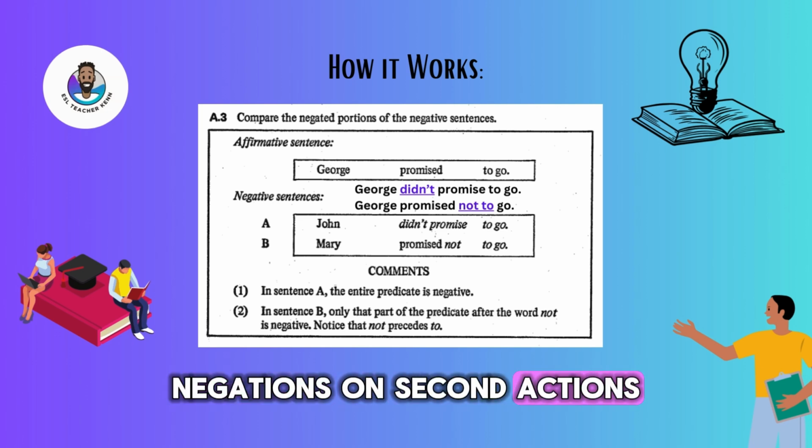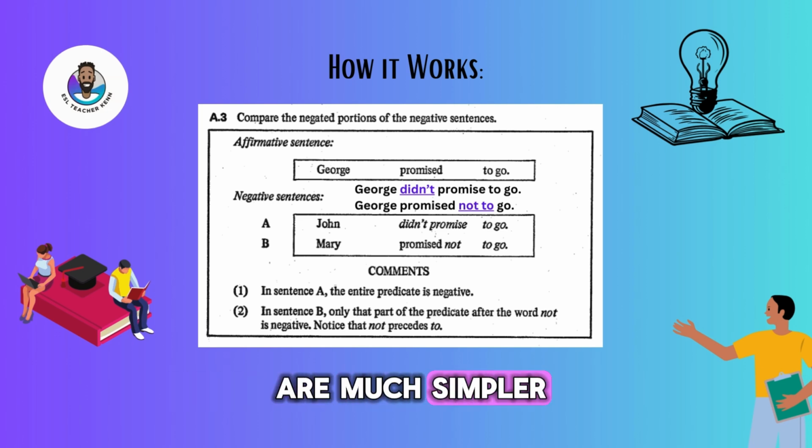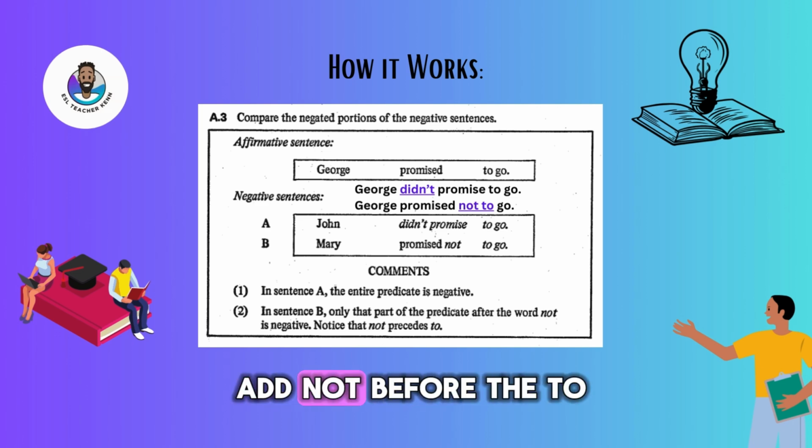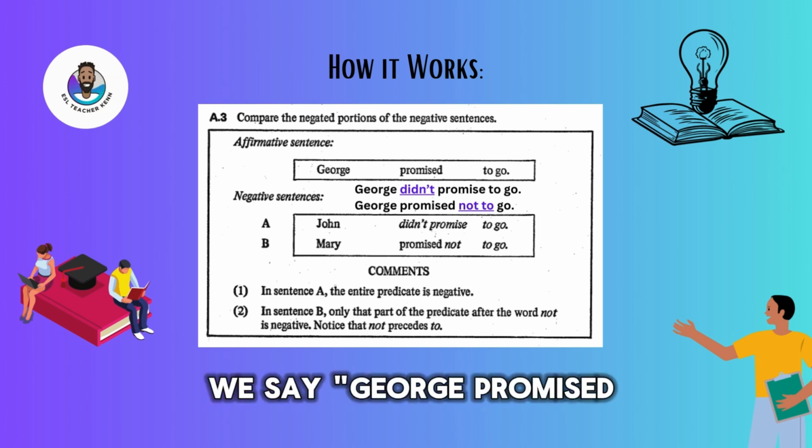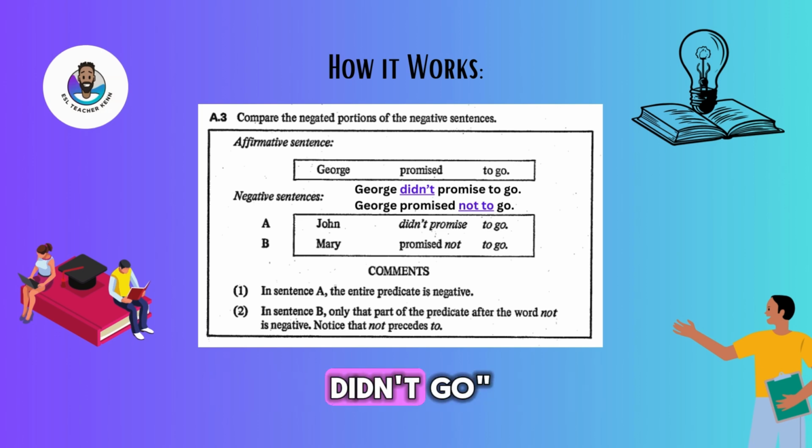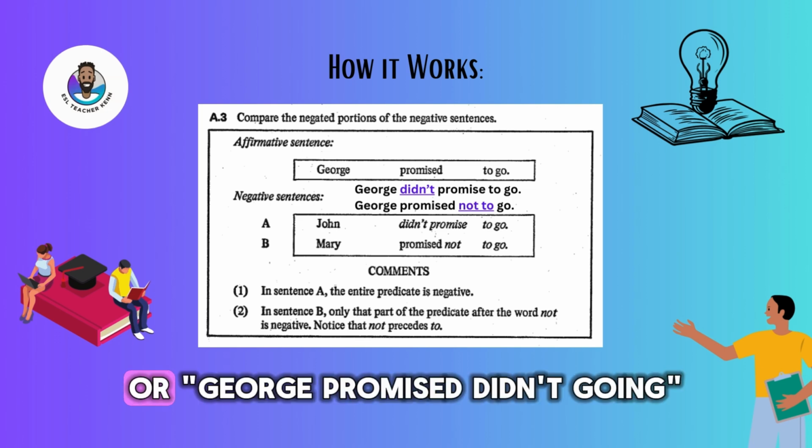Negations on second actions are much simpler than on first ones. We just have to add not before the to. The usual mistake is we say George promised didn't go, or George promised didn't going.